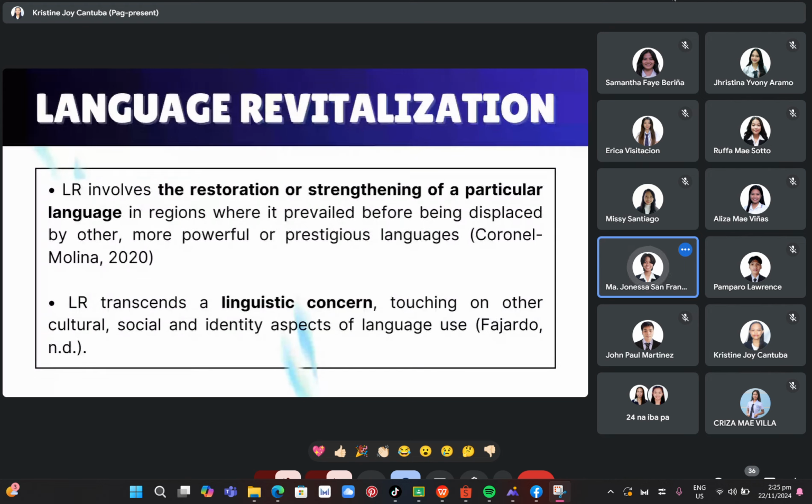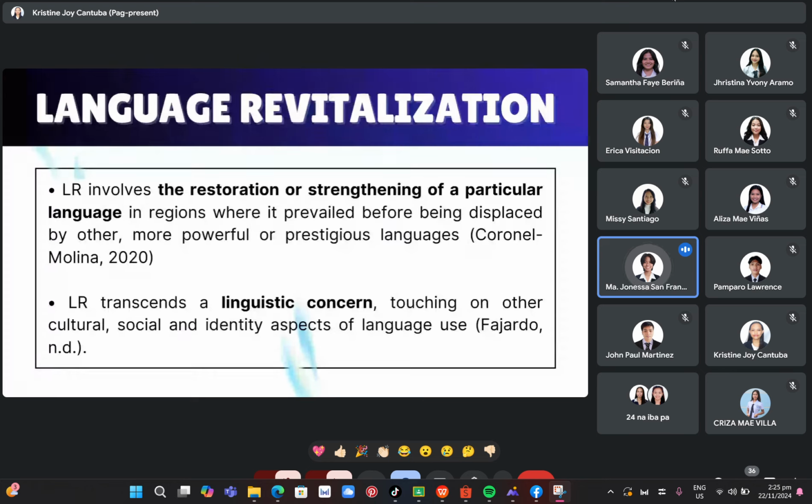300 native speakers worldwide. Now, language revitalization transcends a linguistic concern, touching on other cultural, social, and identity aspects of language use. As we all know, language serves as our identity. Language carries our culture and it helps pass it on from one generation to another. So language unites us. It makes us who we are as a community.